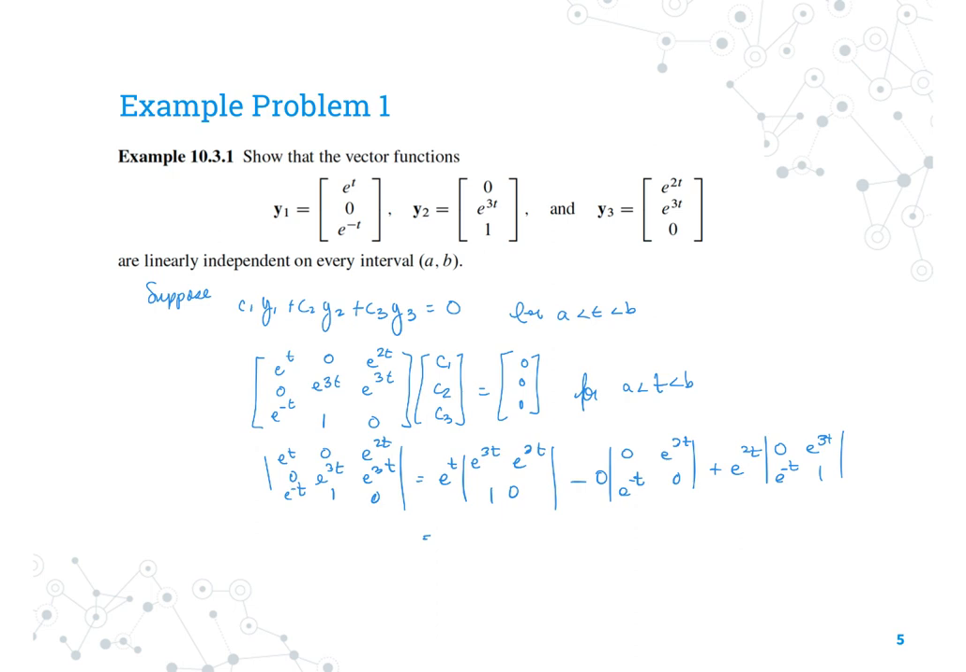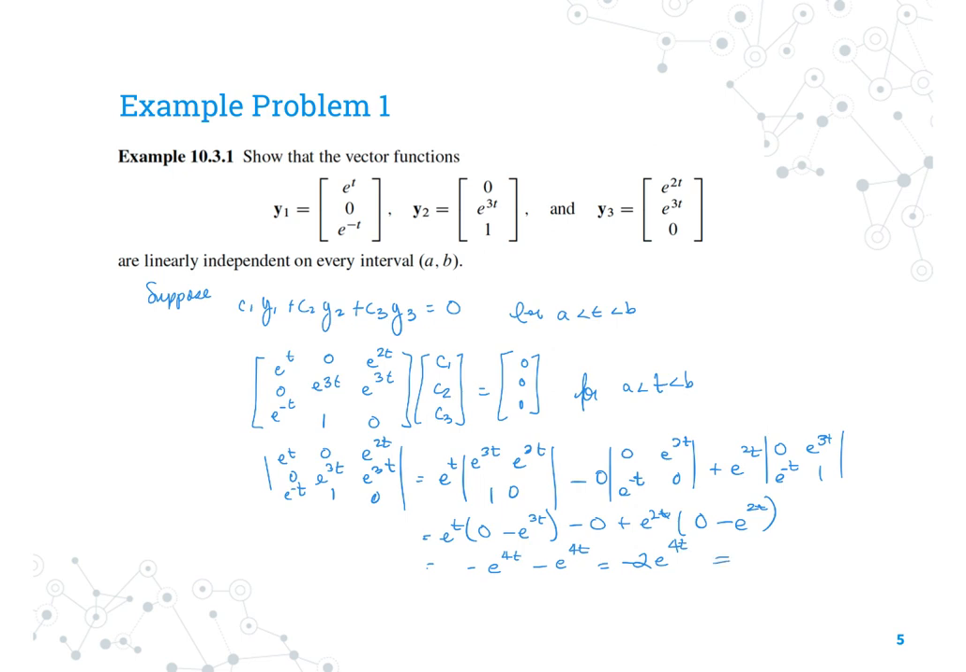which would give us e^t times (0 minus e^(3t)), minus 0, plus e^(2t) times (0 minus e^(2t)). So we end up with a negative e^(4t) minus an e^(4t). So we end up with a negative 2e^(4t).